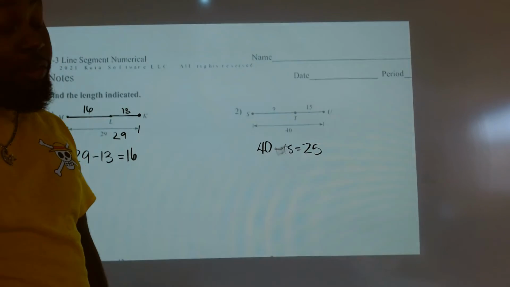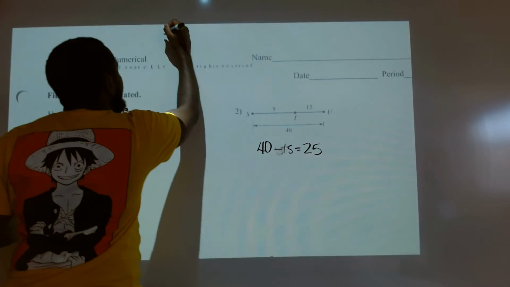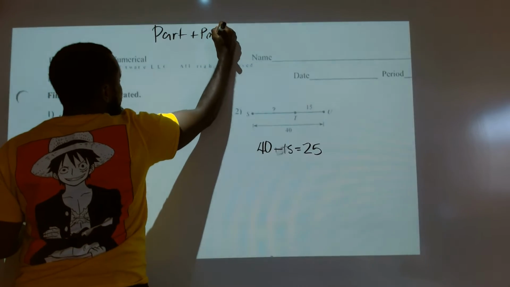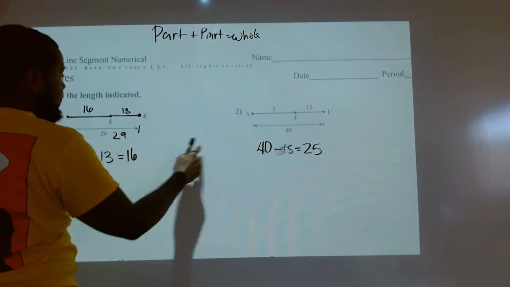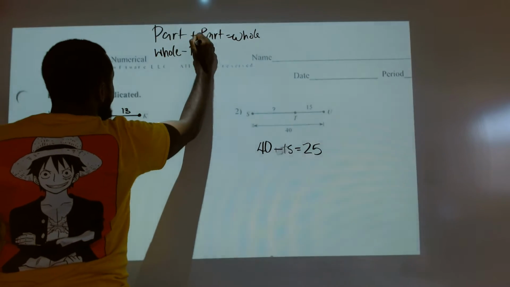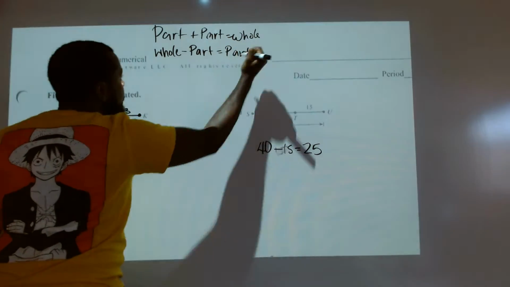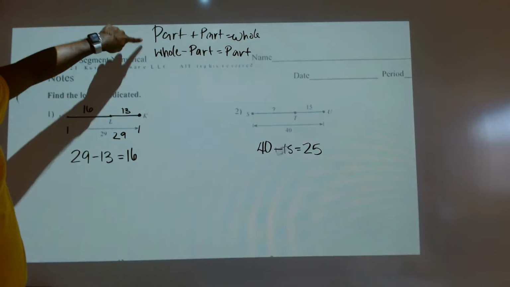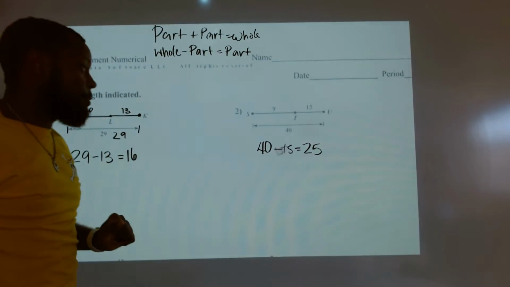If you are confused, please pause the video. Remember, part plus part equal whole. So for these two examples, we had a whole. We subtracted a part to get another part. And you need to pause the video to write that down. Please do so. Thank you. Now we're going to move forward.